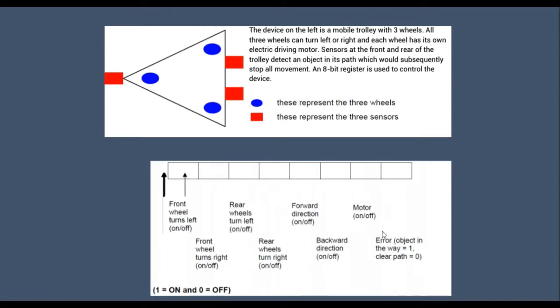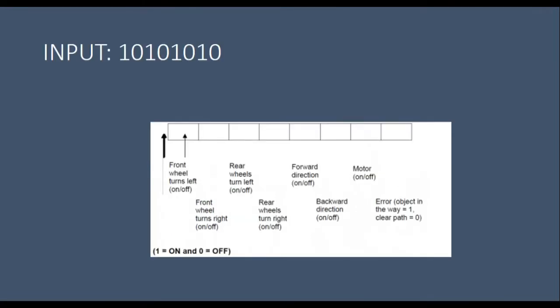And the last bit here represents an object in the way. It can be a 1 or a 0. When it is a 1, it means that there is an object in the way. When it is 0, it means that the object is not in the way. There is a clear path.